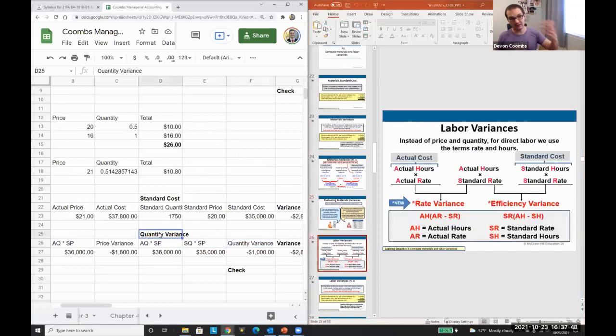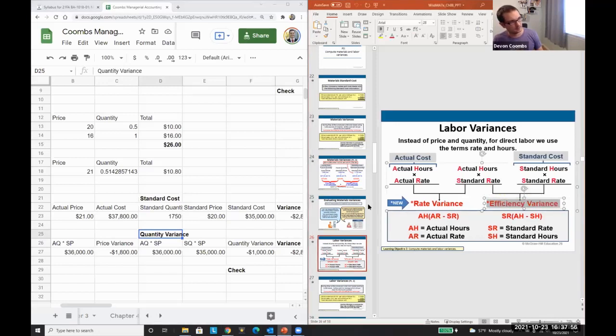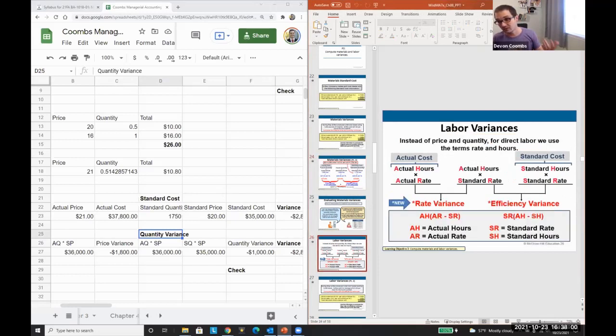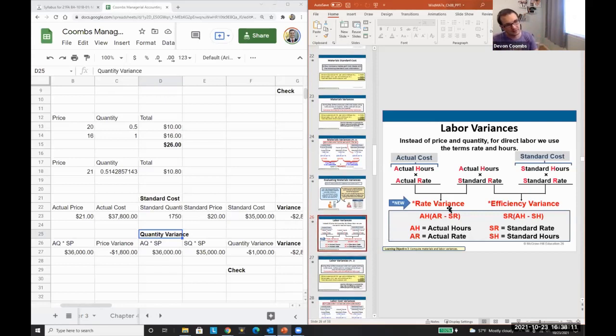We do a very similar format for labor variances. Instead of a quantity variance, you can see here we call it an efficiency variance. These are just definitions and terms. They mean the same thing to me. Quantity and efficiency are just very similar. Efficiency is just the quantity of labor.